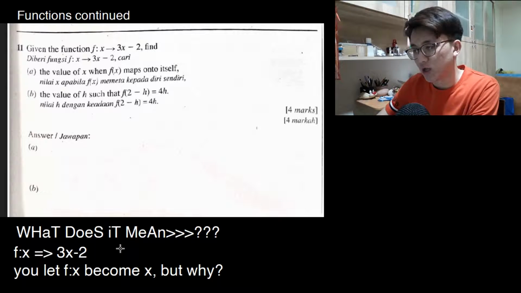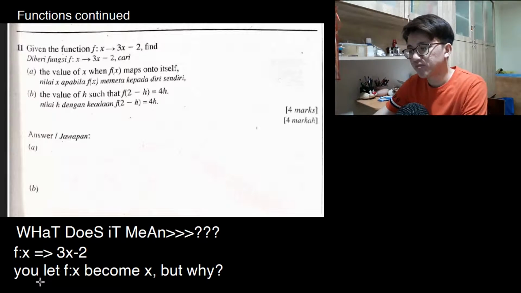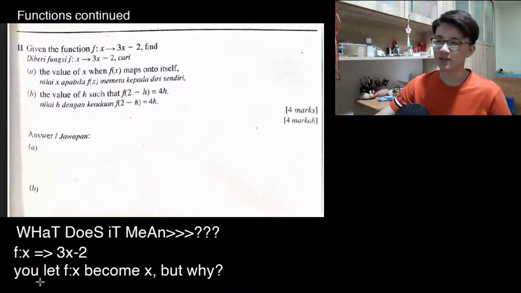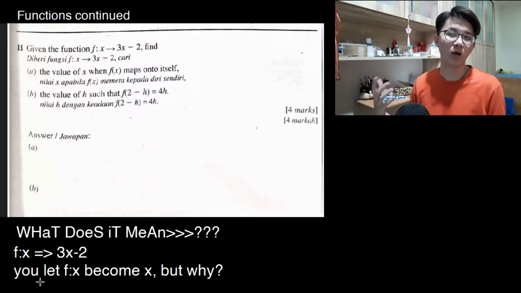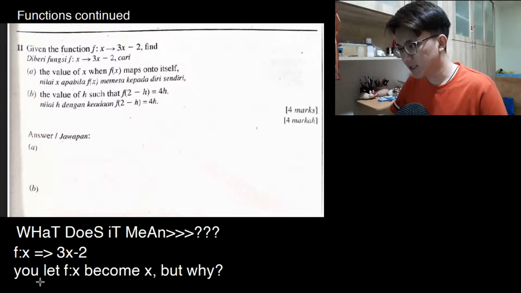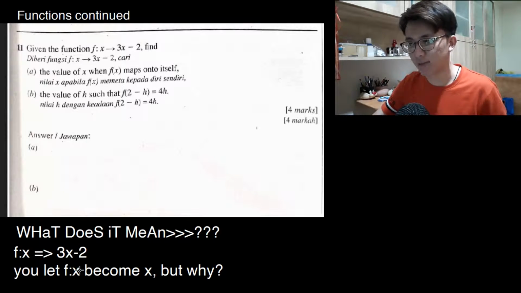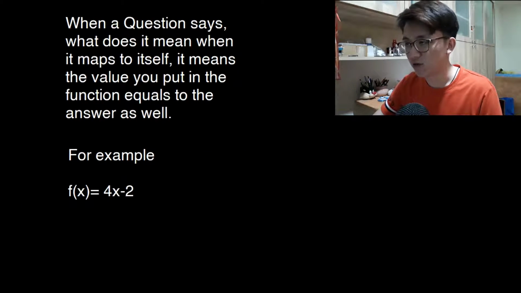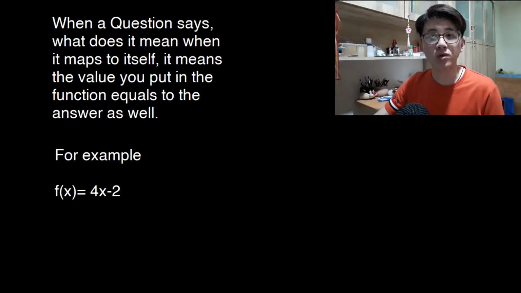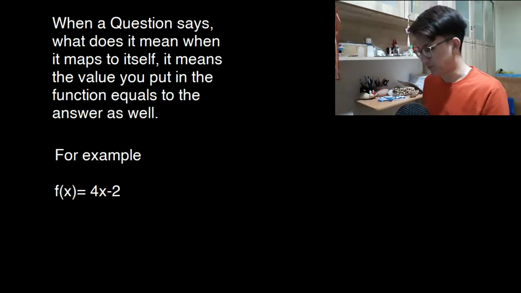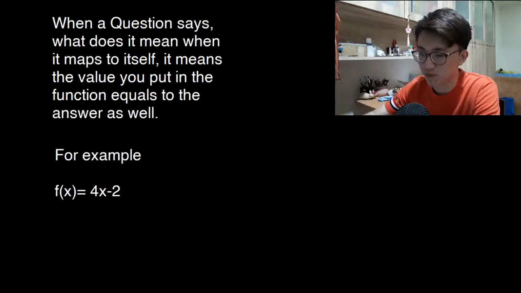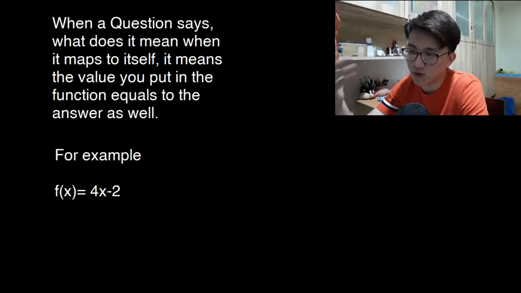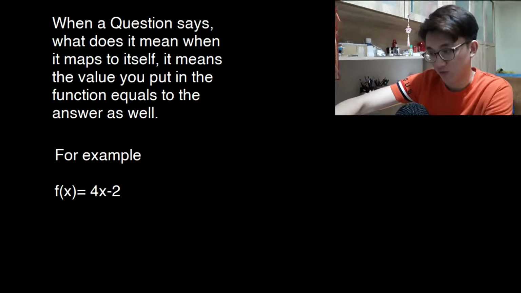f(x) = 3x - 2. Usually, if you have the answer sheet, you let f(x) become x. But why would you do that? What do they actually mean when they say it maps to itself? It means the value you put in the function equals the answer as well. Let's say, for example, you have f(x) = 4x - 2. Let's just use that example. What value do you put in for x?